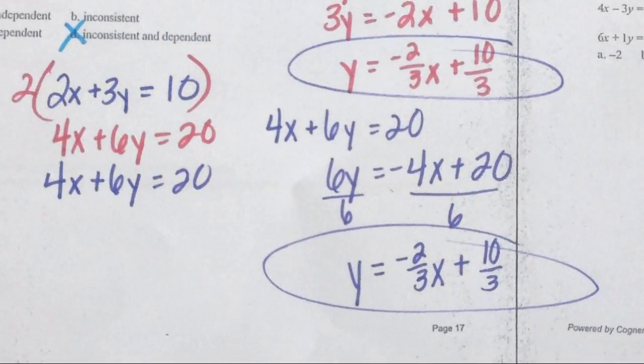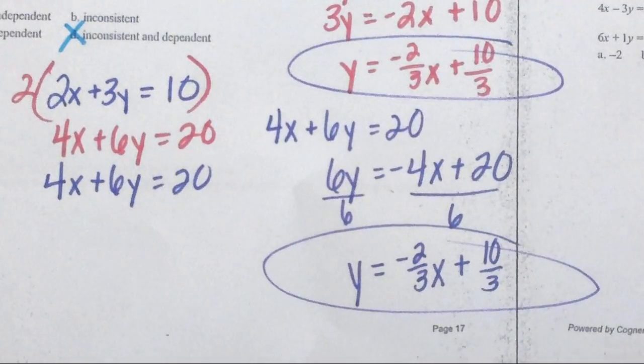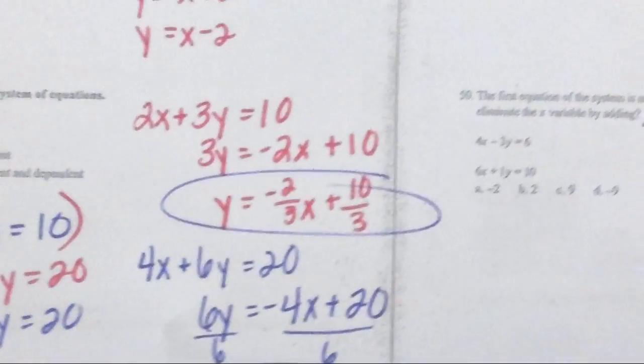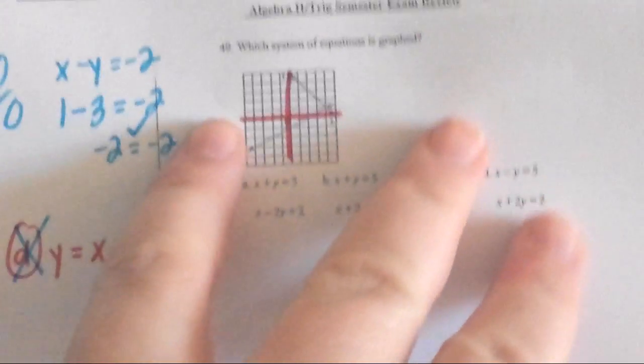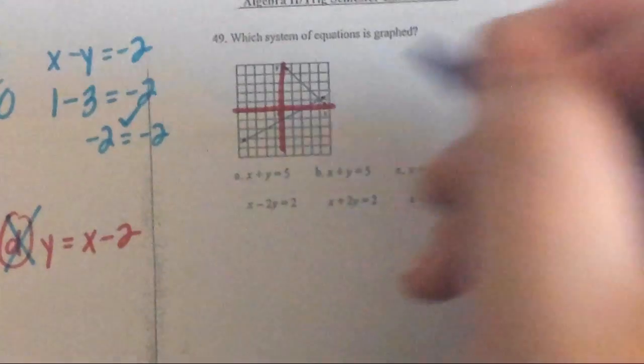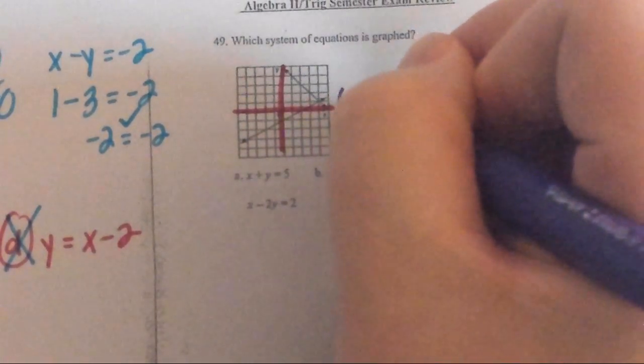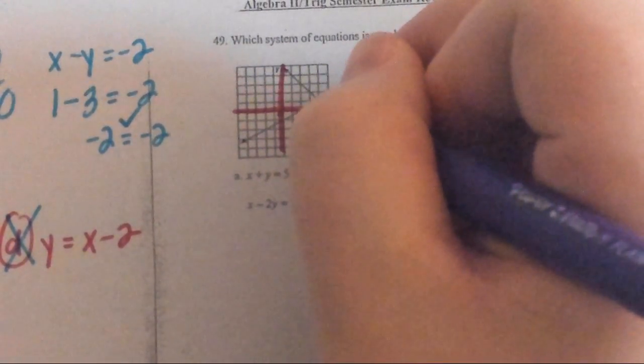Okay, we go to number 49. It says, which system of equations is graphed? You would know the answer on 49. Okay. I'm going to highlight my coordinate plane. I see my two lines cross at 1, 4. 1, 2, 3, 4.